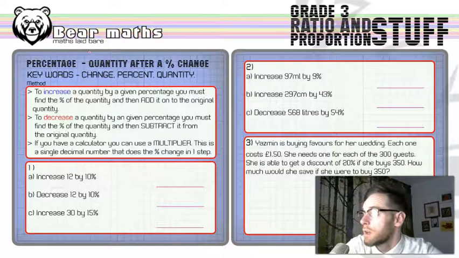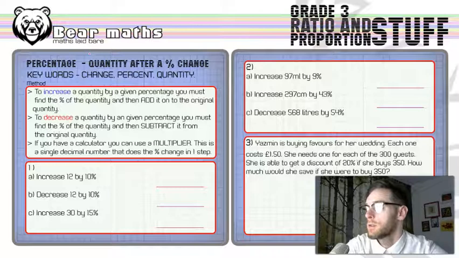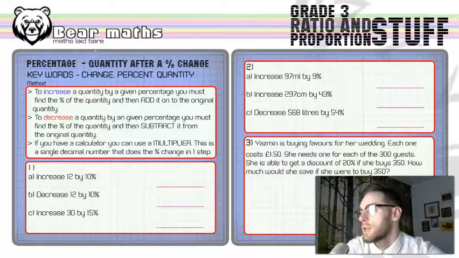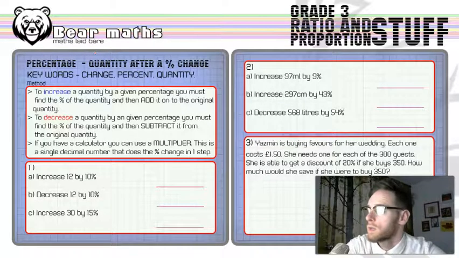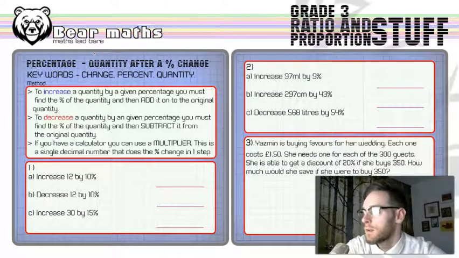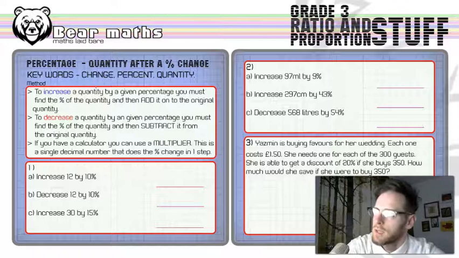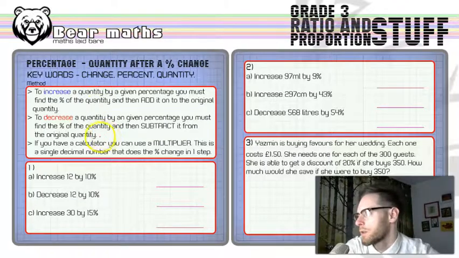This video is on percentage and the quantity after a percentage change. Change is nothing really special, it's just when the percentage has changed the quantity by a specific amount. That's what it's referring to. Percent means out of 100 and quantity is the amount of something, how much there is.